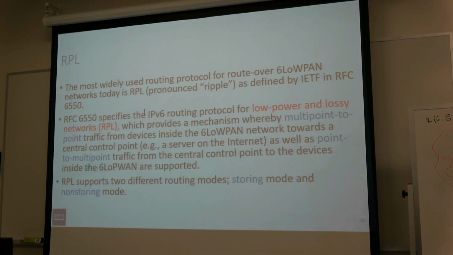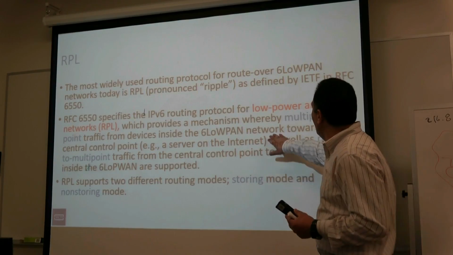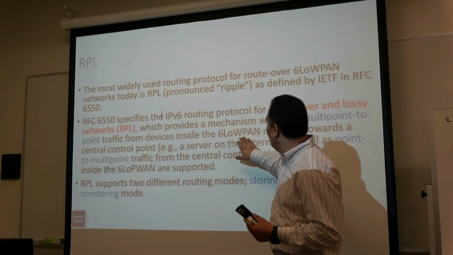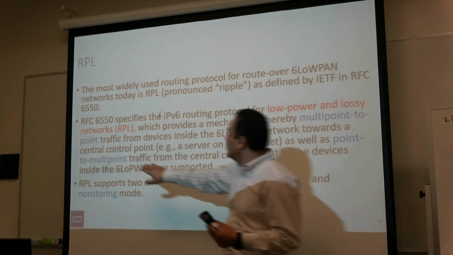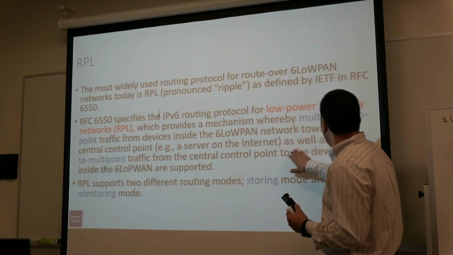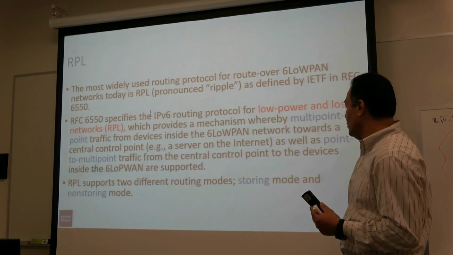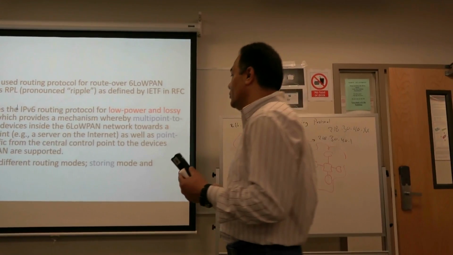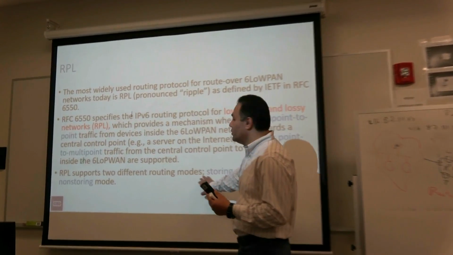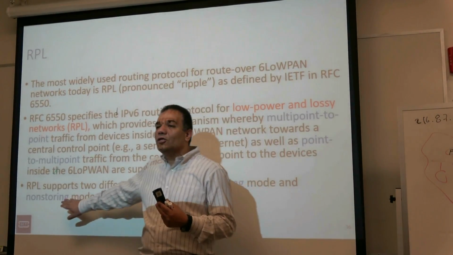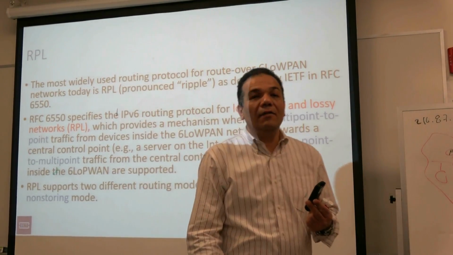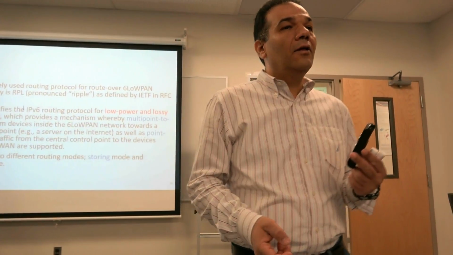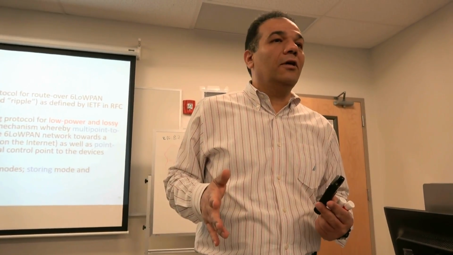It provides a mechanism whereby multipoint-to-point traffic flows from devices inside the network towards a central control point, as well as point to multipoint. Now there are two kinds of nodes. RPL supports two different routing modes, called storing and non-storing. What does storing mean? That means the nodes store a routing table. In non-storing, the nodes do not store. So they work differently.